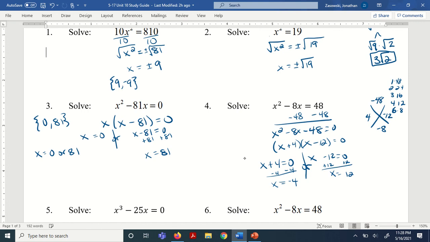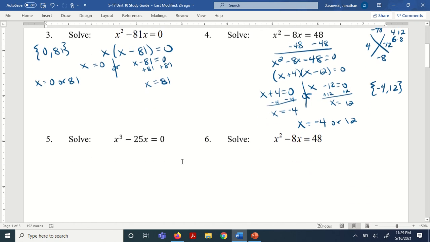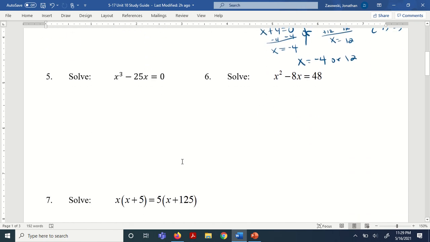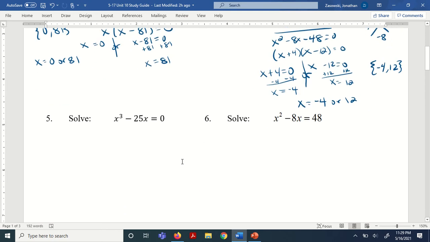Okay, so the answers, in set notation, are negative 4, comma 12. It could be written in the regions like that, so that's why I want you to see it. Or I can just say x is equal to negative 4 or 12. Okay, fifth one. The sixth one, by the way, is a repeat of this, so we're not going to do this. Just ignore that.